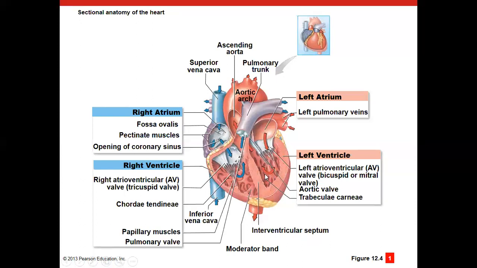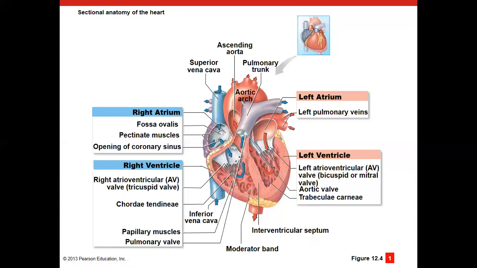The moderator band is only found on the right side, in the right ventricle. All of these muscular structures in here that are not papillary muscles are called trabeculae carneae. Right here, it's pointed out on the figure. So there's a papillary muscle. Here's a papillary muscle. There are three or four papillary muscles. Everything else in the ventricle is trabeculae carneae.